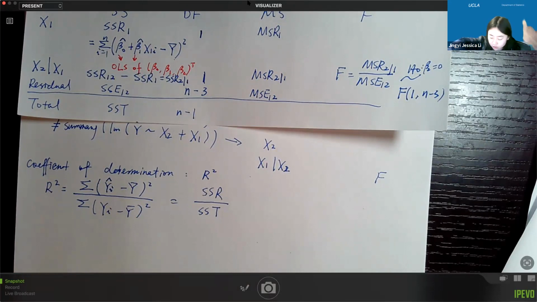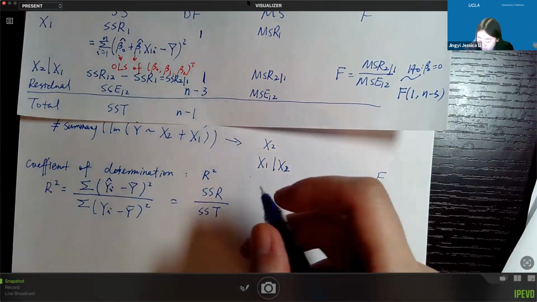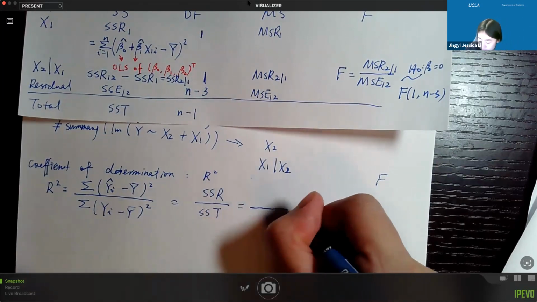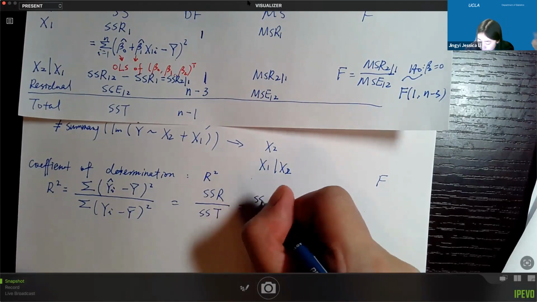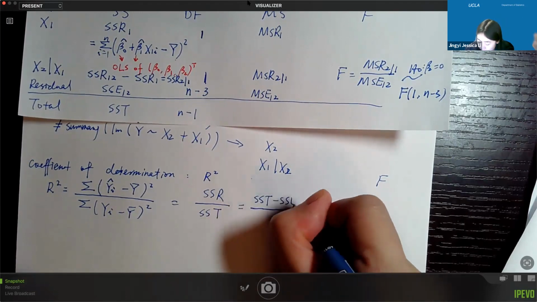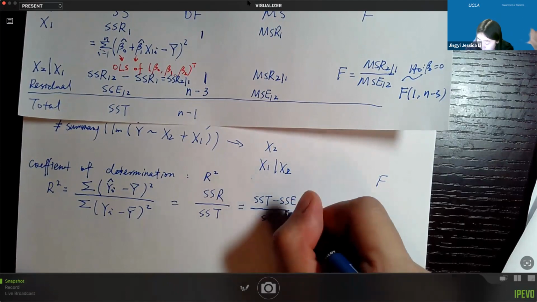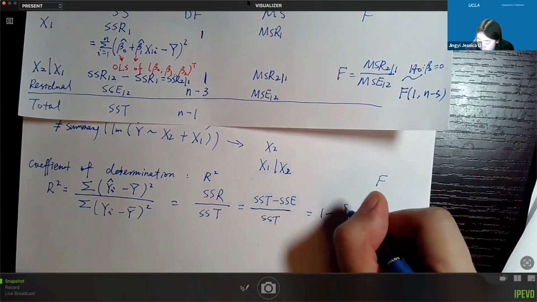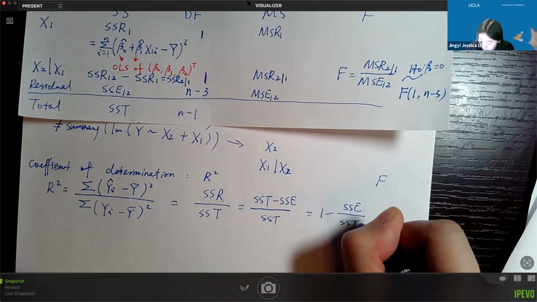So the larger the R squared, the better the model fits, right? In the ideal case, the R squared can be 1. That means when your yi hat all equal yi, you will have SST equal to SSR. So R squared then becomes 1. And then based on the relationship between SST and SSR, I can write this, which gives me 1 minus SSE over SST.